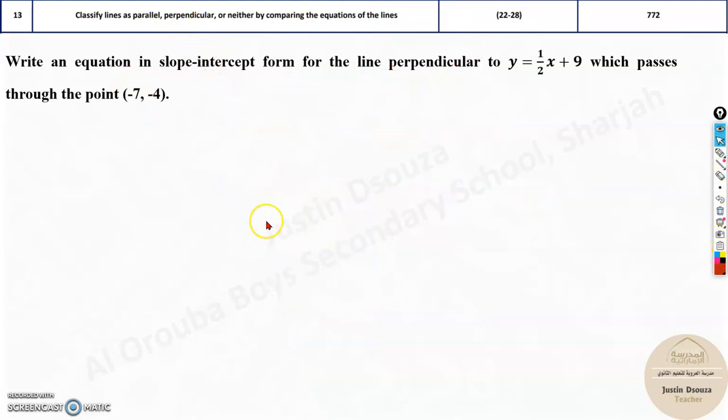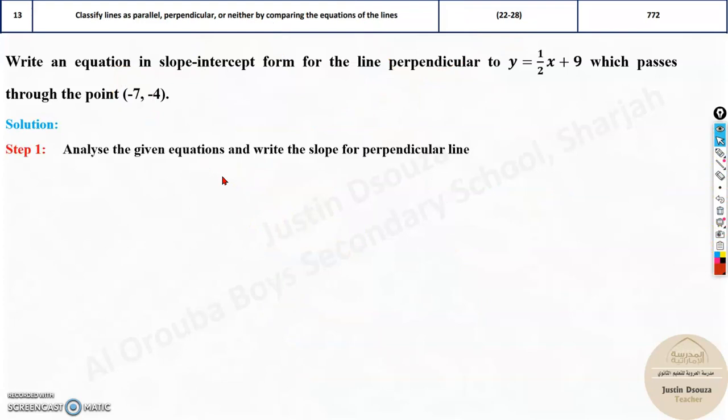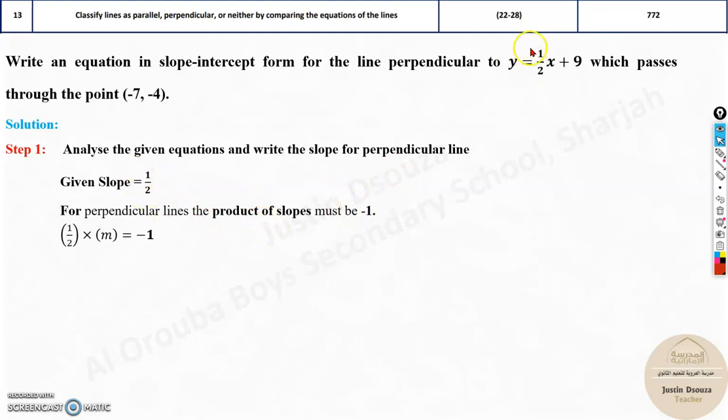Now let us see how to do this. First we need to analyze the given equation and write the slope for the perpendicular line. This is the given slope, isn't it? What is the slope for the perpendicular line which we are about to draw? We don't know the slope, but we know the product of the two perpendicular line slopes must be -1. So the given slope, half, multiplied with the unknown slope m of our perpendicular line, must be equal to -1. Now take the 2 to the other side, it will be -2.